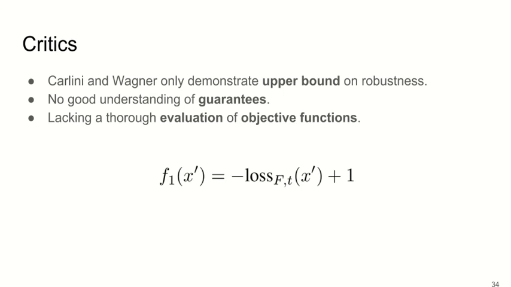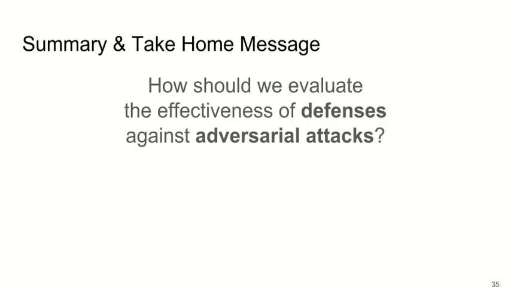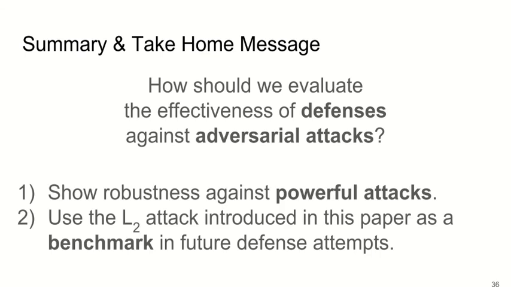Let's get to the summary and take-home message. We asked the question how we should evaluate the effectiveness of defenses against adversarial attacks. In this paper, Carlini and Wagner suggest that we use a strong attack to prove these upper bounds on robustness, and if we need a strong attack, they suggest this L2 attack as a benchmark. So in future defense attempts, if you want to break a network, why don't you just try this L2 attack and see if it's able to break your defense.